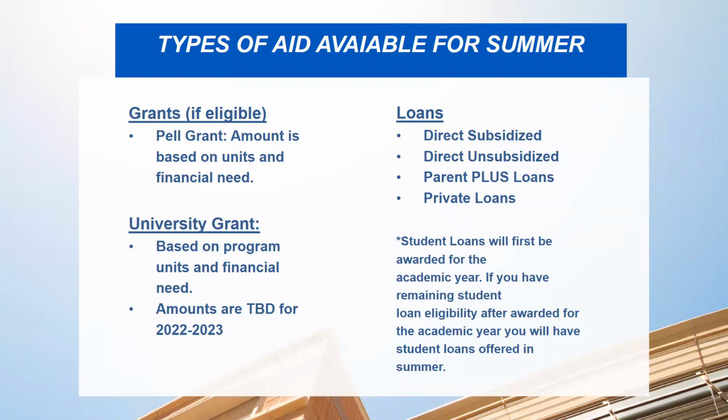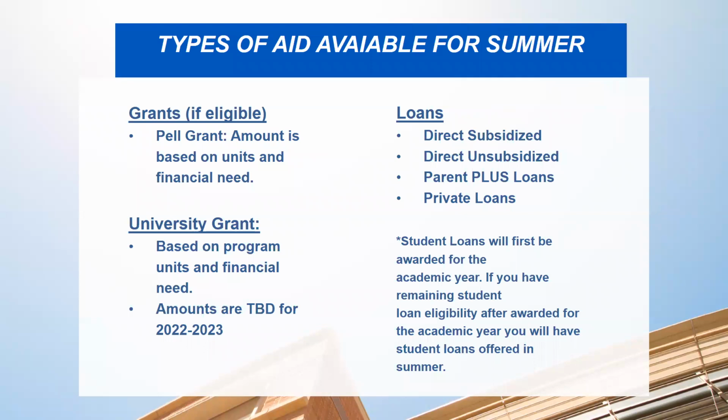Now, the university grant. I can tell you what we awarded this past summer. I don't know what the amounts are going to be for next summer. We haven't been able to calculate that. But last summer, if you were taking a full-time load, which is 12 units, and you were university grant eligible, then you got $4,000. And as I said, full-time is 12 units.